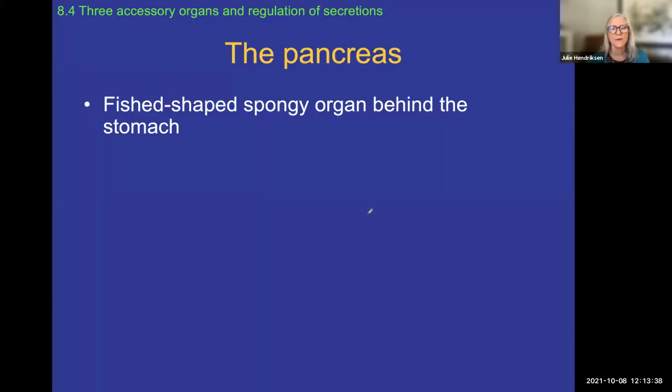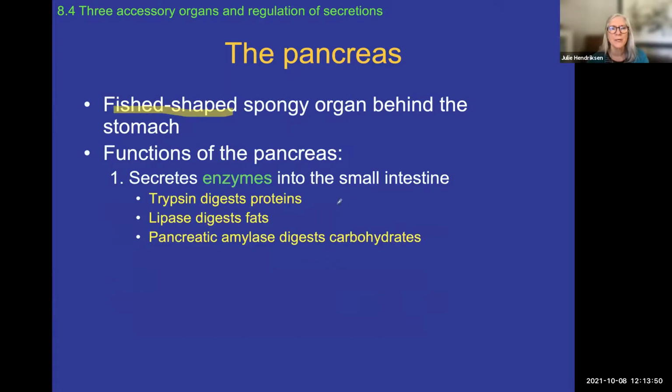As you could see from that picture of the accessory organs, the pancreas is kind of a fish-shaped, spongy organ. It's behind the stomach. The stomach was not visible in that picture. But its main functions: making some enzymes, really important enzymes, and know the enzymes go to the small intestine. That's really the bottom line. Multiple types of enzymes, so you are digesting all the different organic macromolecules.